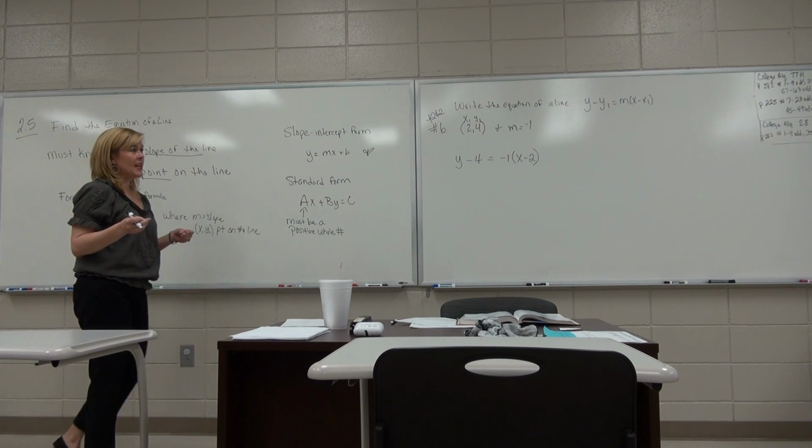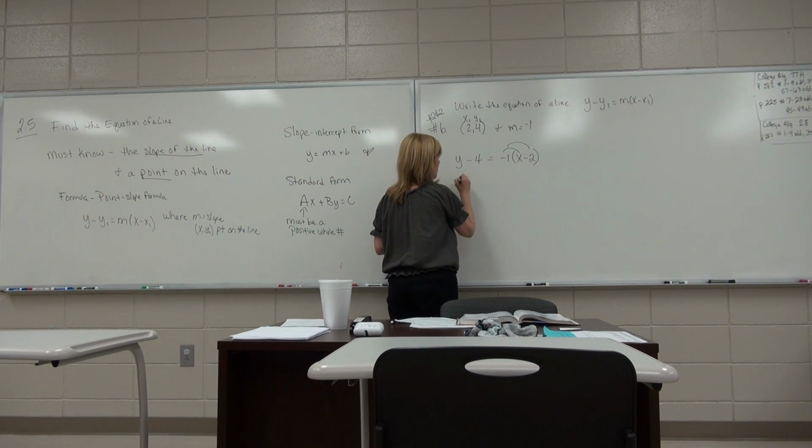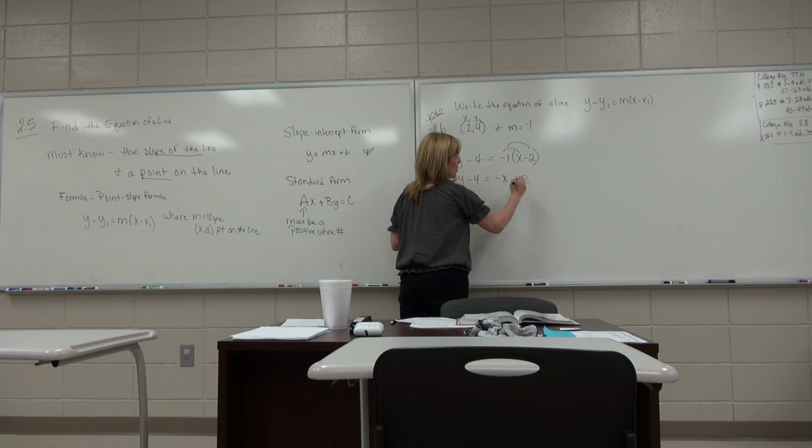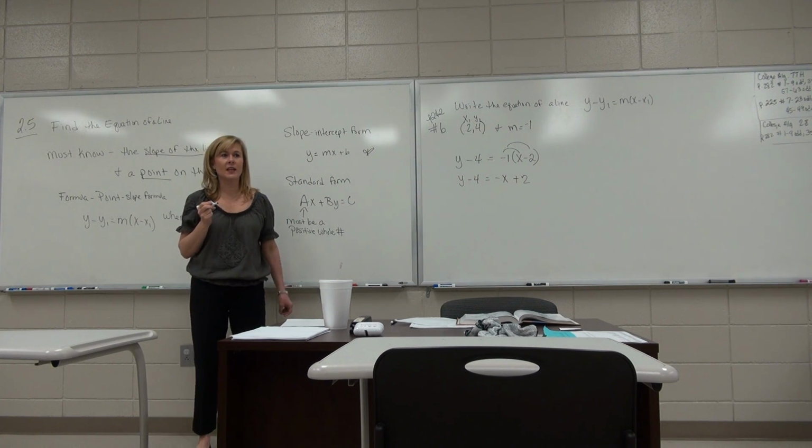Now let's just clean it up and get y on the side by itself. We'll distribute this negative 1 first, so we'll have y minus 4 is equal to negative x plus 2. Now what do I need to do to get the y by itself?